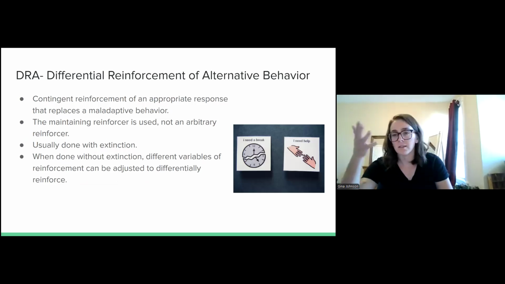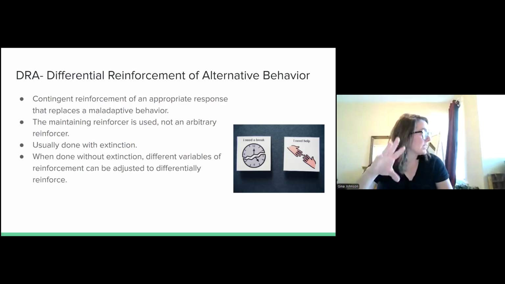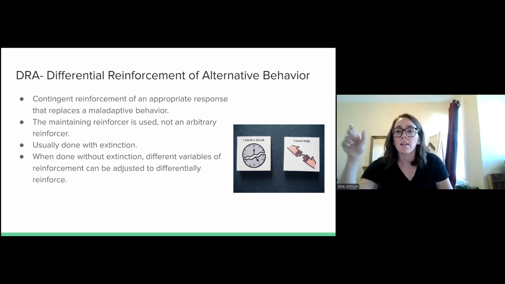So this is differential reinforcement of alternative behavior. This is contingent reinforcement, which is a confusing word, but I think we should all be used to it. Contingent just means it only happens when the appropriate response occurs. So it's contingent reinforcement of an appropriate response, and we choose that response based on a socially recognizable, appropriate way to access the same reinforcer. So it replaces the maladaptive behavior.